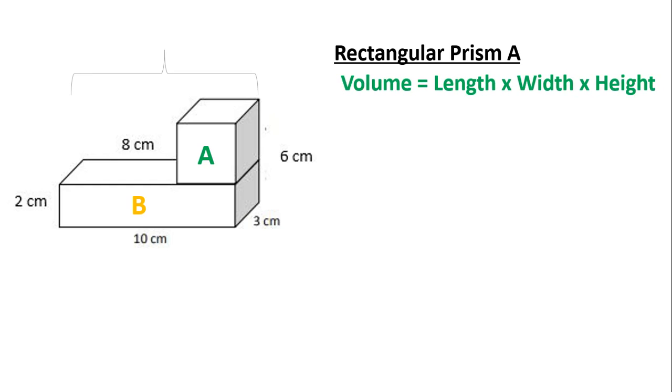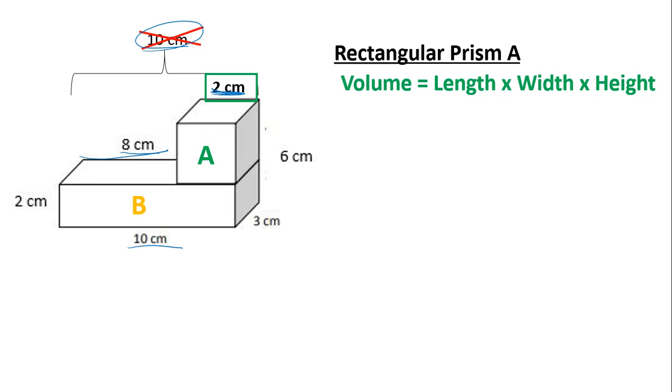The length is going to be at the very top. We see that the whole thing is 10 centimeters. So the length of rectangular prism B here is 8 centimeters. That means 8 centimeters plus 2 centimeters gets us the 10 centimeters we had. If this was 8 centimeters, then we know this here is 2 centimeters. So our length is 2 centimeters.